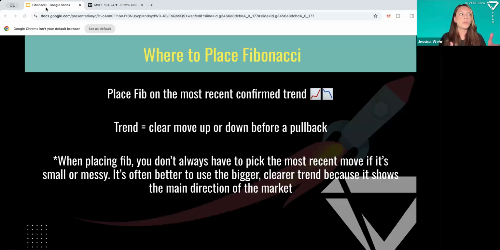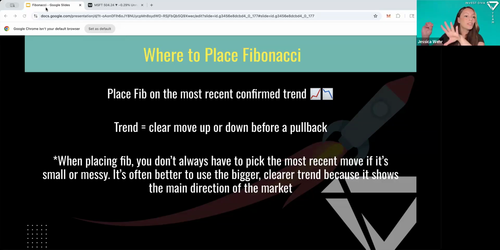But here's one of the most important things to remember: when you're placing your fib, you don't always have to pick the exact most recent trend or move, because you want to keep in mind, number one, where is current price action?